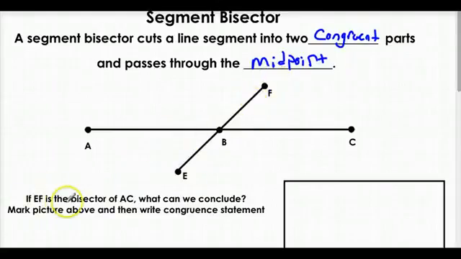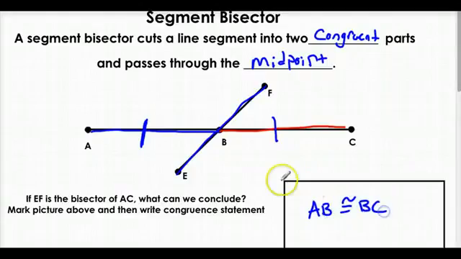Well, let's see. If EF is the bisector of AC, so this line bisects AC. Remember, bisect means cut into 2 equal parts. What can we conclude? Well, since it cut AC into 2 equal parts, we know that AB, this segment right here, is congruent to BC, this segment here. And we marked it, and now we just write a congruent statement. So we know that AB is congruent to BC. These are going to be the same length. So if this was 15, we know this is also 15.